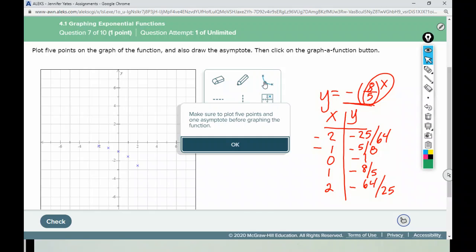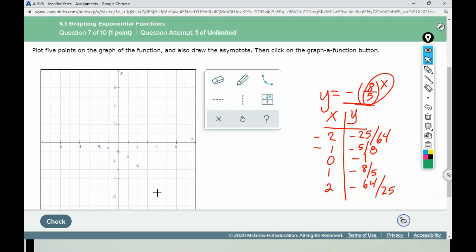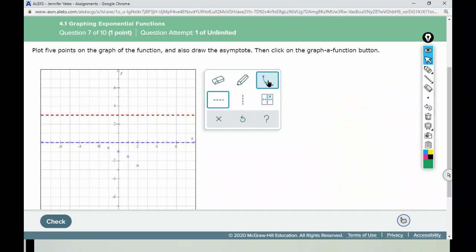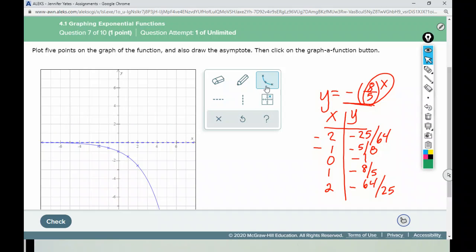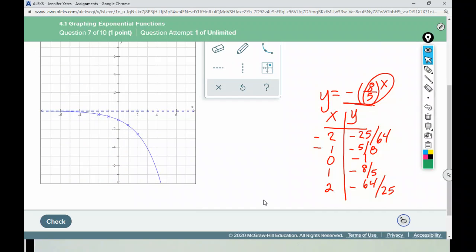All right, I can connect the dots. Nope, it wants the asymptote first. Where is my asymptote? Where is that line that it crosses or gets close to but never crosses? 0. Soon enough, we'll be moving that asymptote, but we'll save that for another day. So once you plot your asymptote, you can connect those dots, and there's your beautiful function.